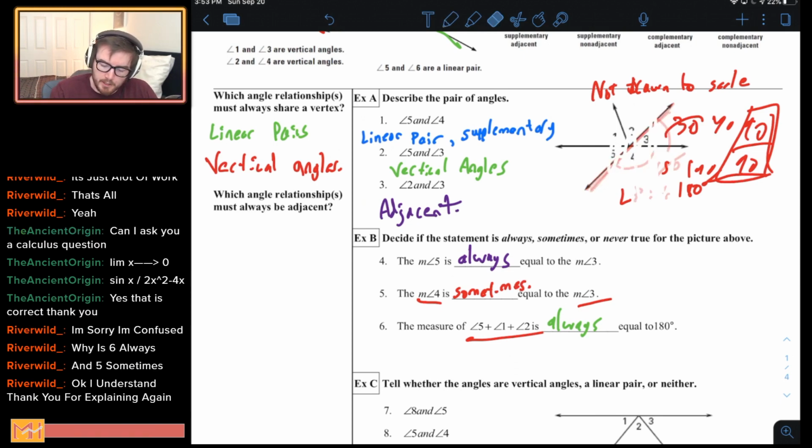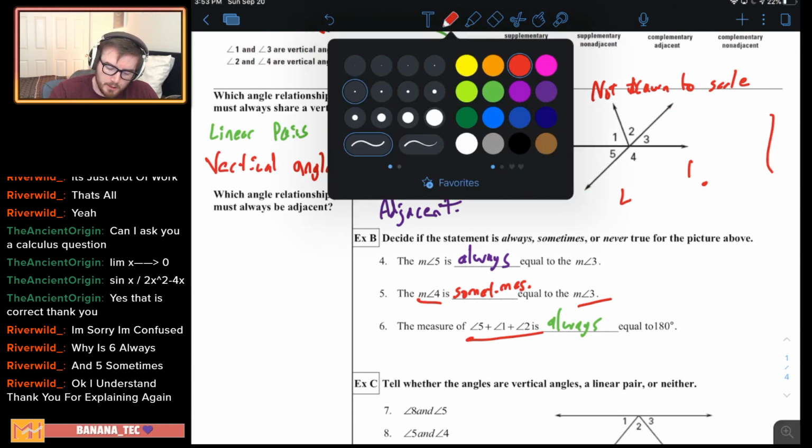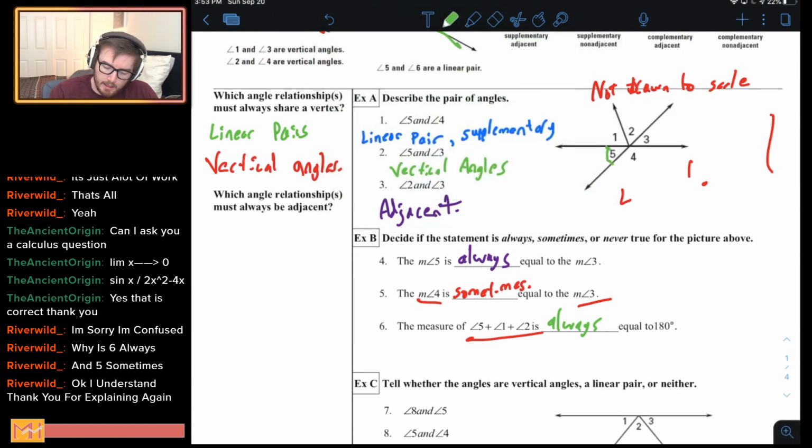And 5, 1, and 2. In this drawing, all three of those angles make a straight line. A straight line is always 180 degrees. There's no doubt about that, right? I can't draw a straight line and it not be 180 degrees. So with that being said, always.